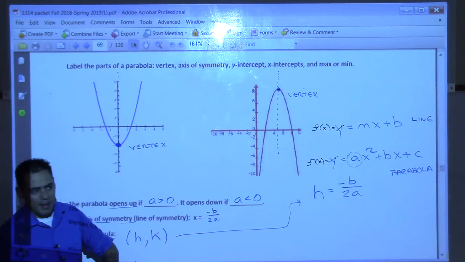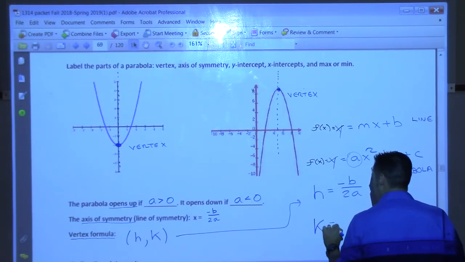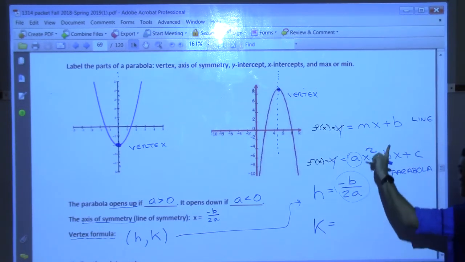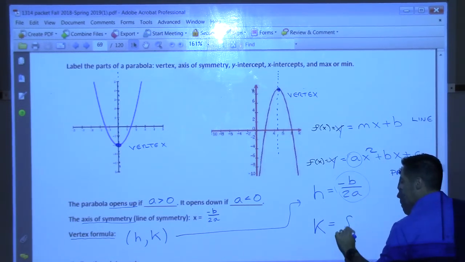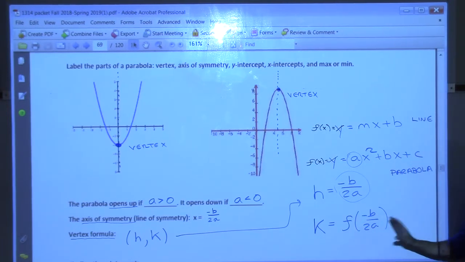All right? And then to get k is the tricky one. What we do is we take this answer and we plug it into the function. So it's f of negative b over 2a. I know that looks complicated, but once we do it, you'll see this is not that bad, all right? Just write this down for now. This is what we refer to as the vertex formula, all right? Okay, are we okay up to this?